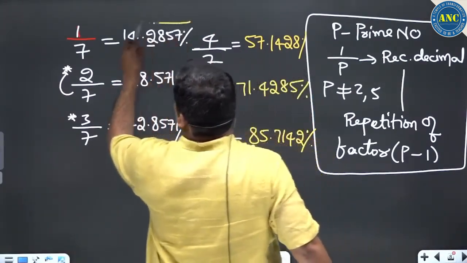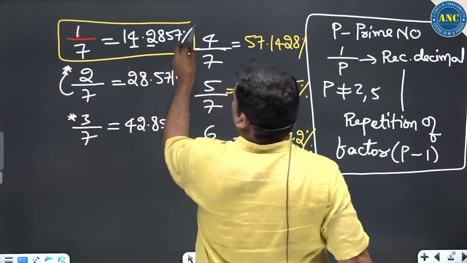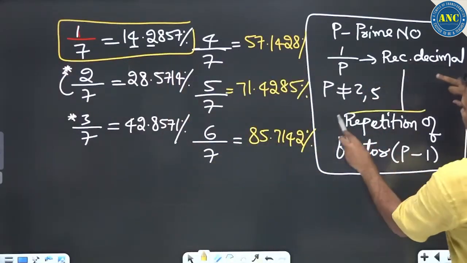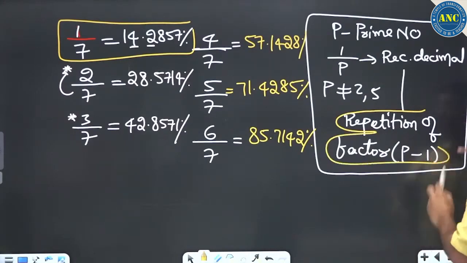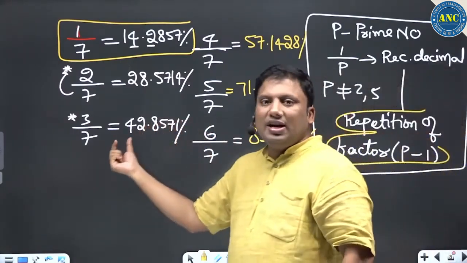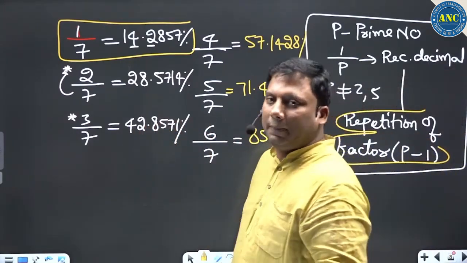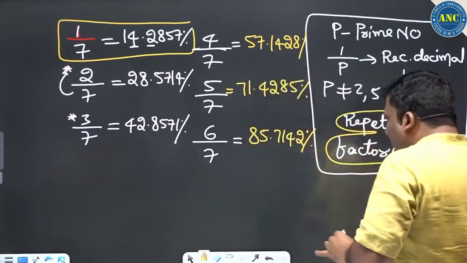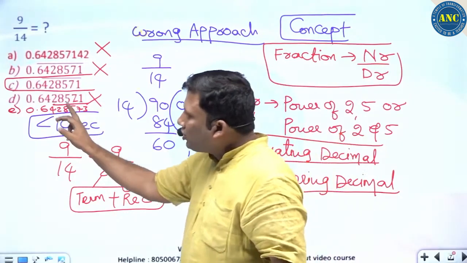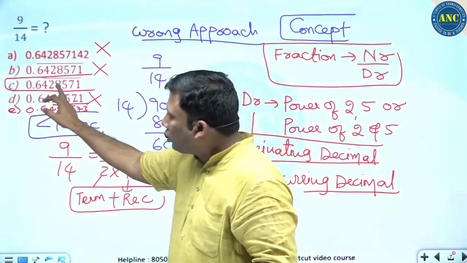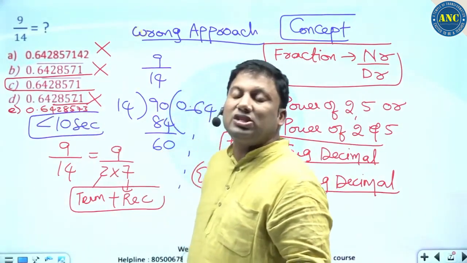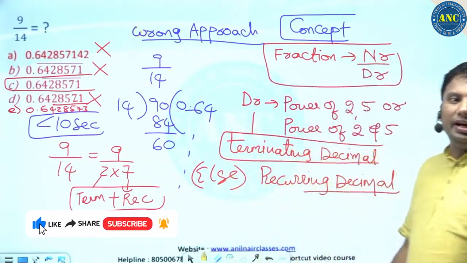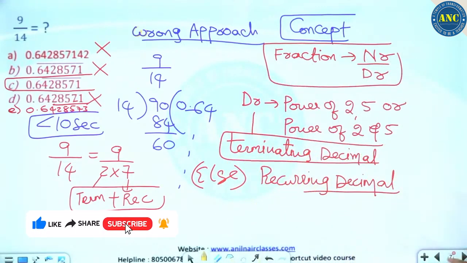1 by 7 is 0.142857. If P is 7, it is repeating with 7 minus 1, 6. The same 6 digits are getting repeated. I hope the idea is clear. Please go back. What should be the repetition? 428571. It is 428573. It is not possible. So eliminate it.